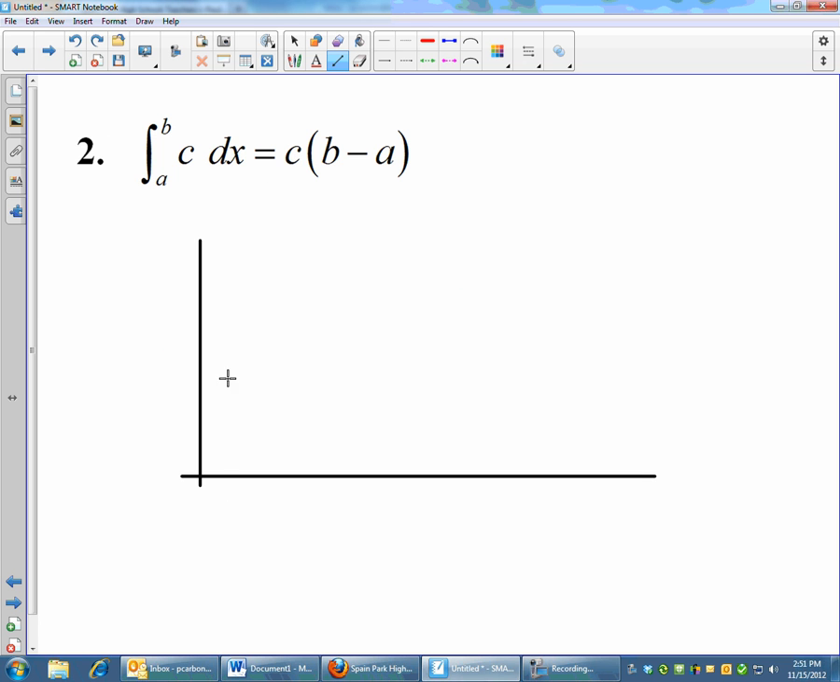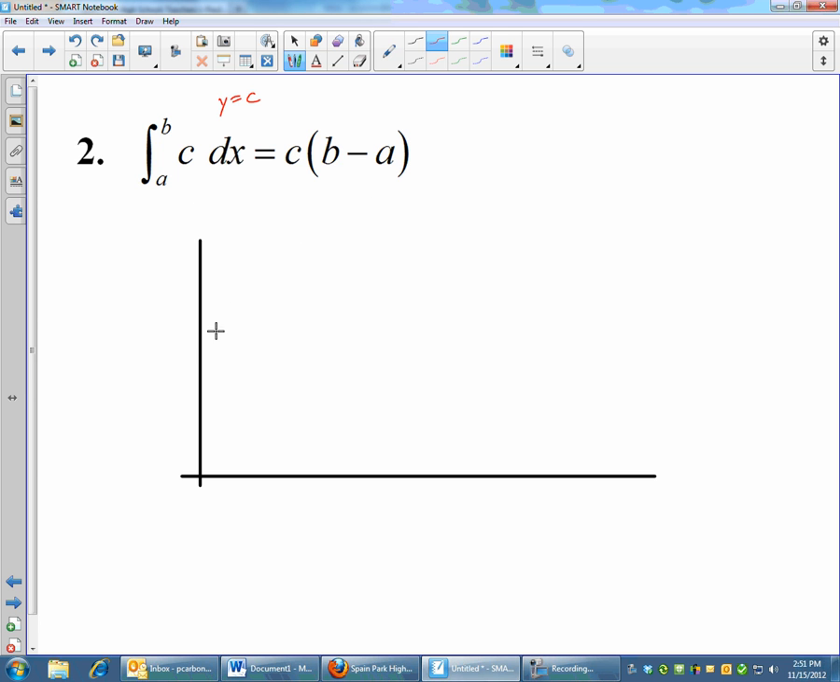Property number two: if you are doing the area under a constant, meaning the function you're finding the area under is a function like y equals c. So this is like I have some function y equals c, and the area would be c times b minus a.